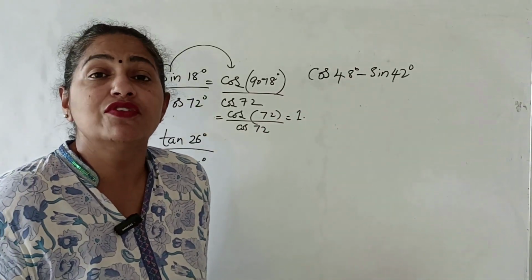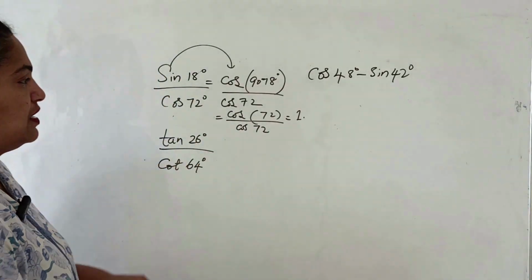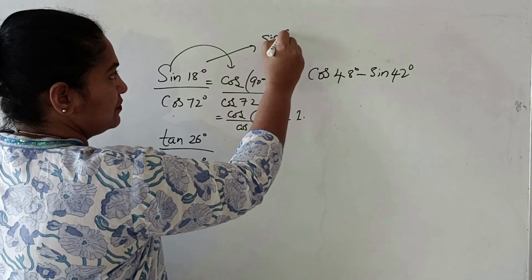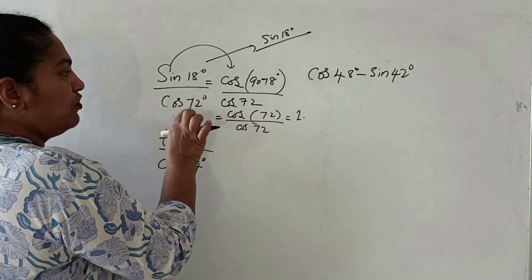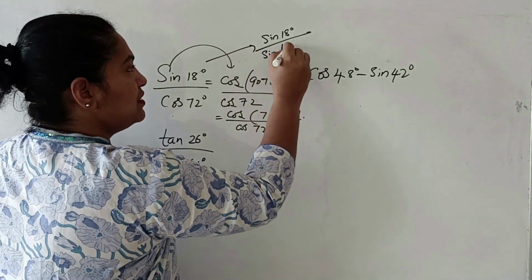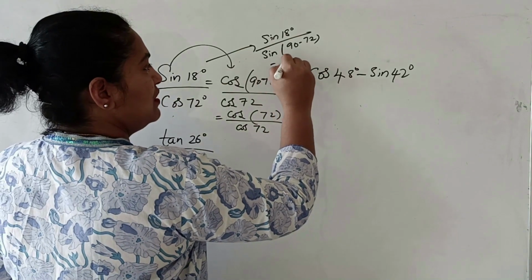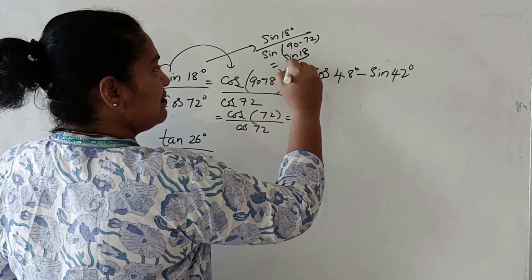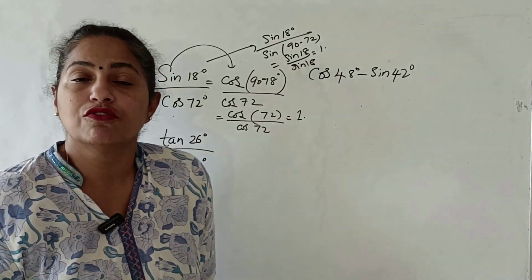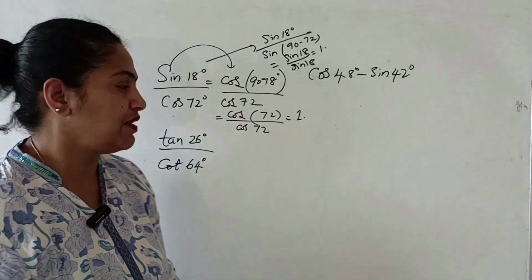Got it? Suppose you decide to apply the complementary angle concept to the denominator. It's fine. Do not change the numerator, sin 18, by cos 72. The complementary angle of cos is sin of 90 minus 72. This is equal to sin 18 by sin 18, thus giving me 1 again. Fine. Now let us see how we can apply the same rules to the second one.